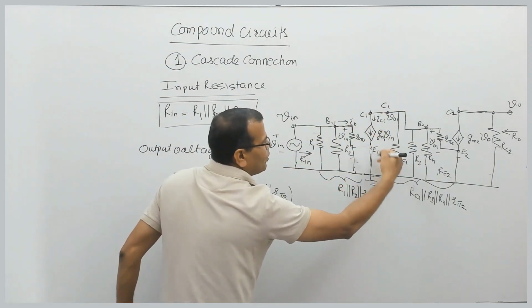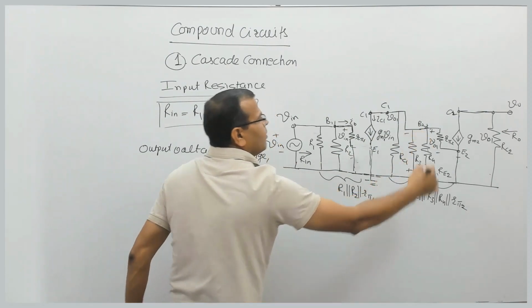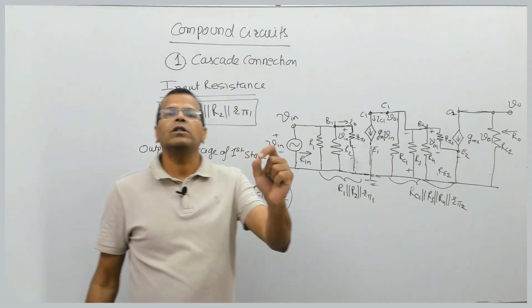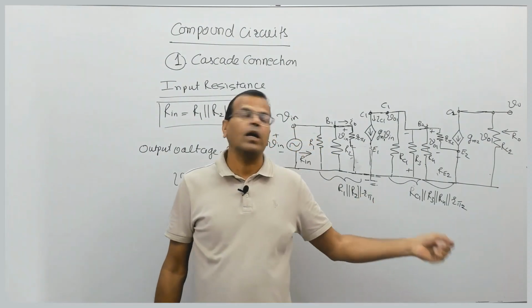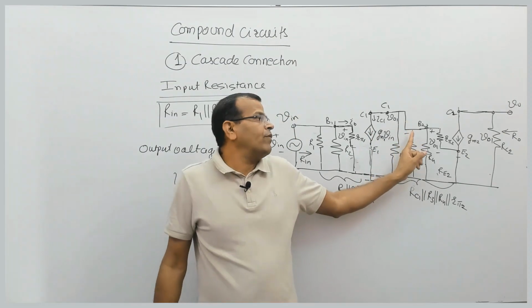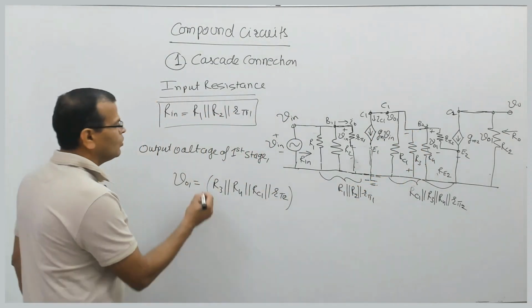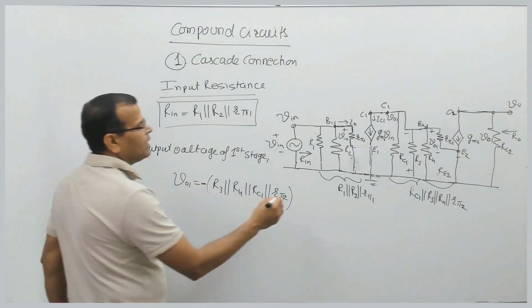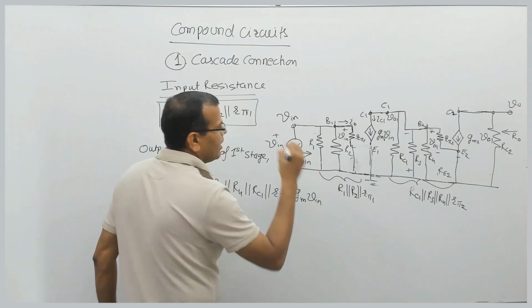When current goes from down to up like this, this end will be plus, this end will be minus. Why? Because the point where current enters a resistance is positive, and the point where current leaves a resistance is negative, right? So this is minus multiplied by GM into V in.